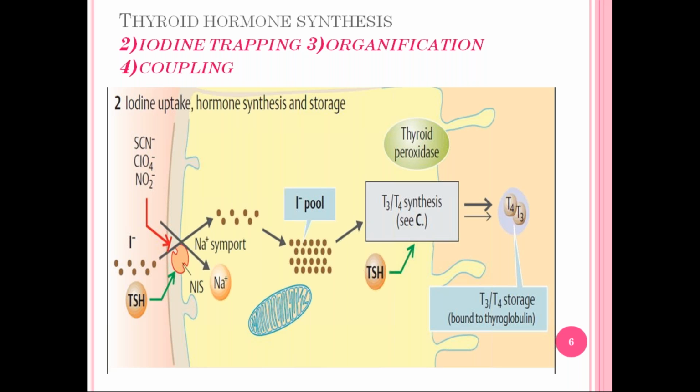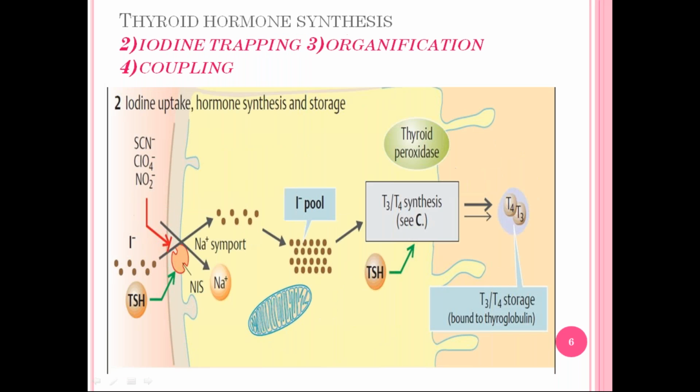The third thing thyroid peroxidase does is coupling. If monoiodotyrosine couples with diiodotyrosine, it forms triiodothyronine, T3. If diiodotyrosine couples with diiodotyrosine, it forms T4. That is how T4 and T3 are formed with the help of thyroid peroxidase.